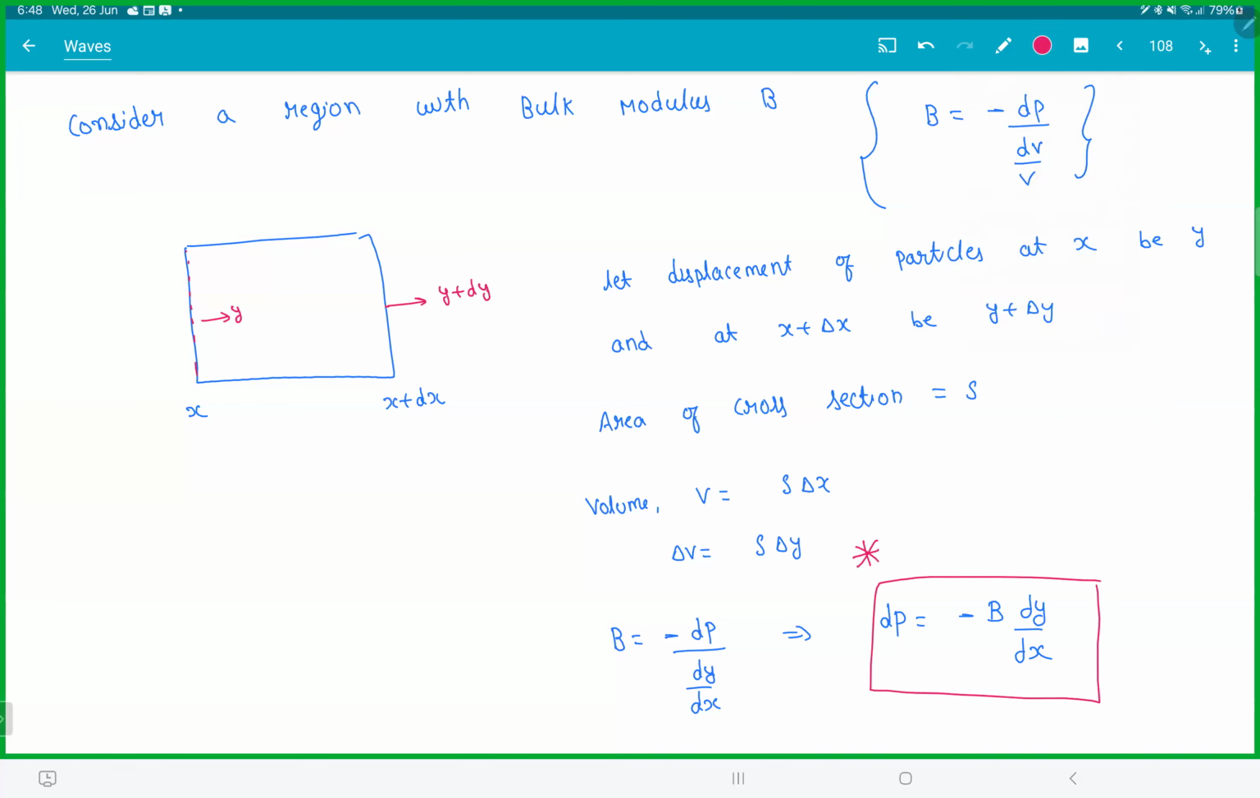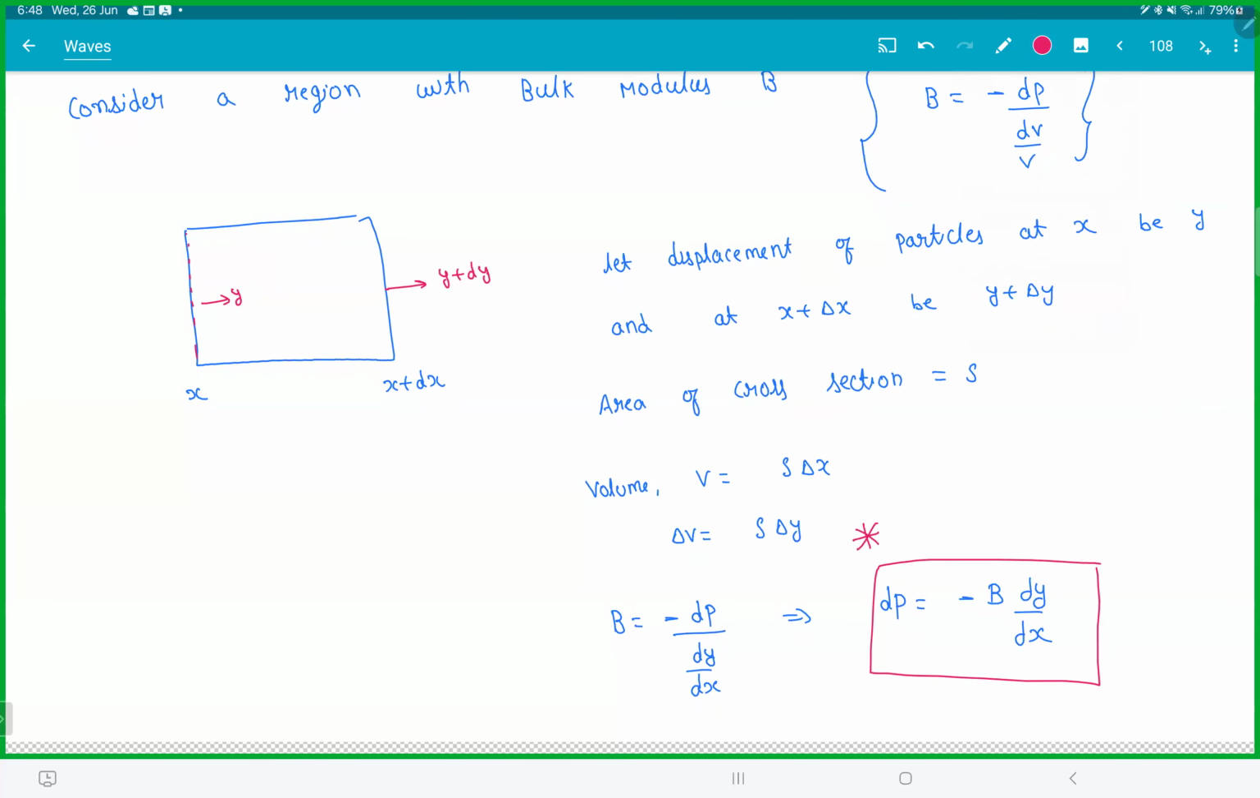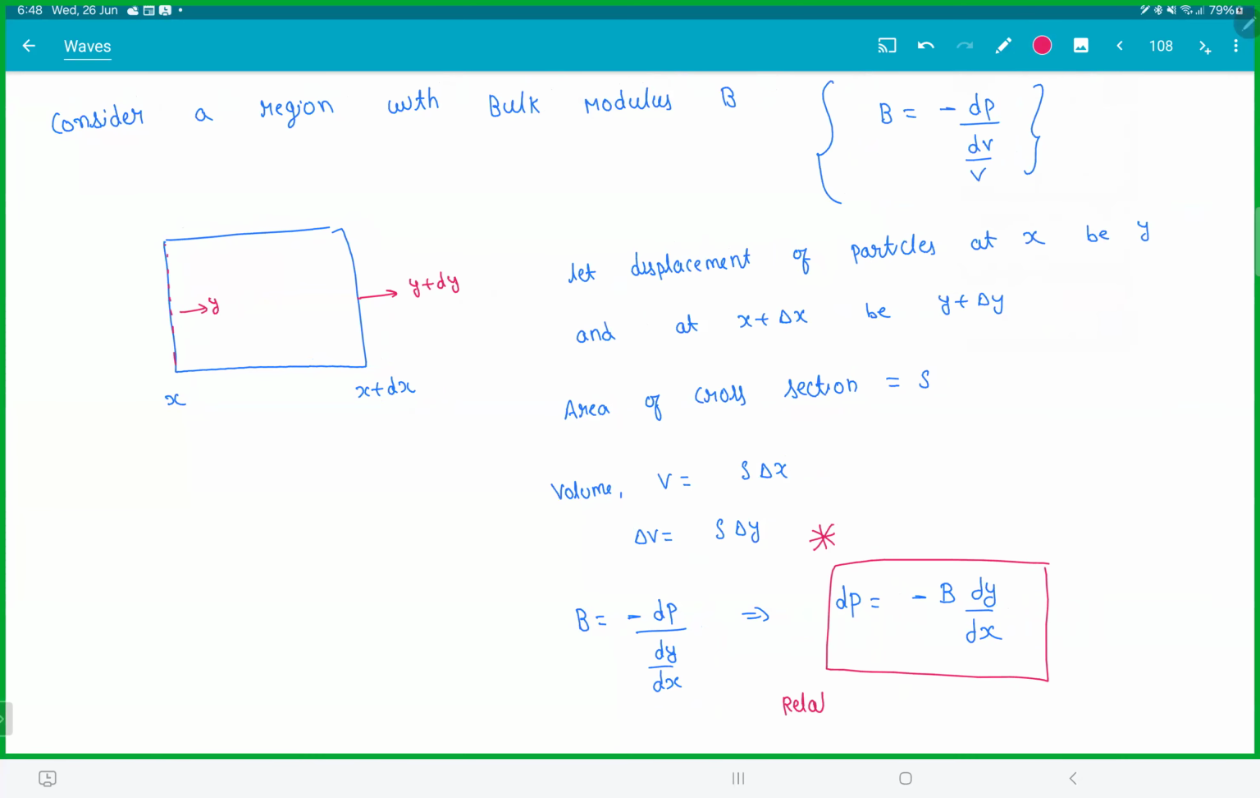Just like that, v equals v wave dou y by dou x. This is also a pretty important equation. It gives you the relation between change in pressure and displacement. So what is dP here? dP is the change in pressure at x.